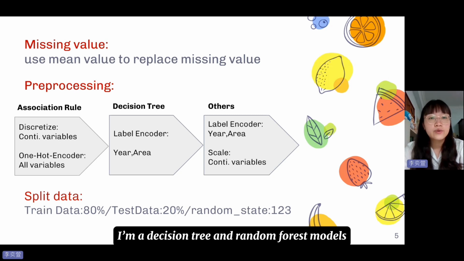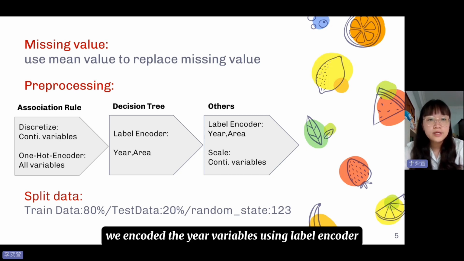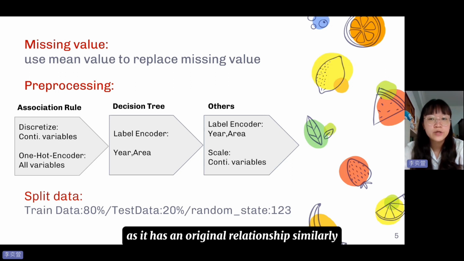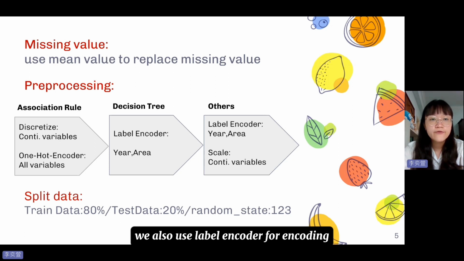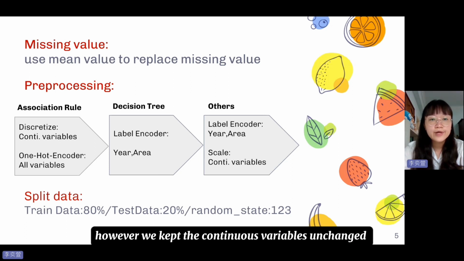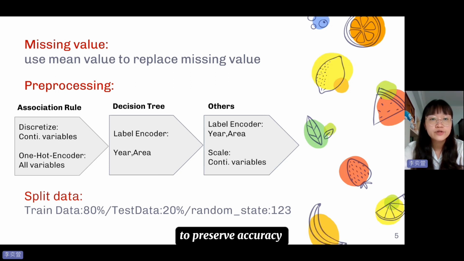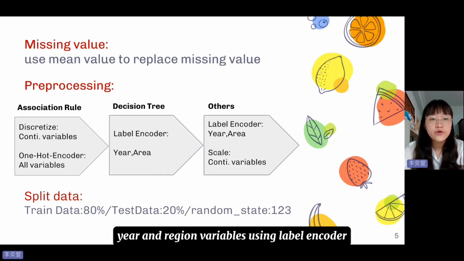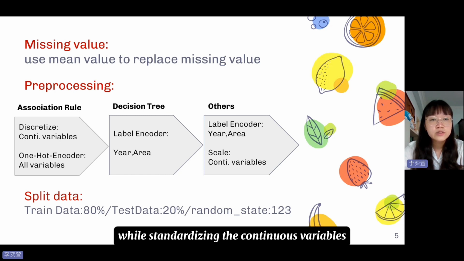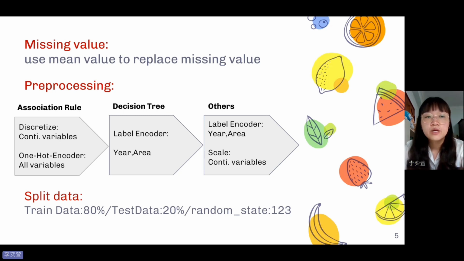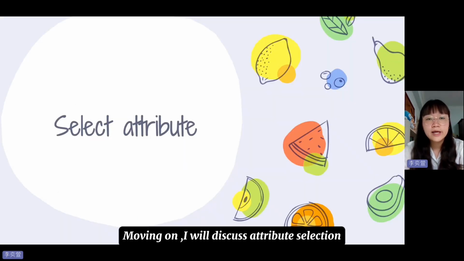In the decision tree and random forest models, we encoded the year variable using label encoder as it has an original order relationship. Similarly, due to the large number of types in the area variable, we also used label encoder. However, we kept the continuous variables unchanged to preserve accuracy. In other machine learning methods, we encoded the year and region variables using label encoder, while standardizing the continuous variables to ensure consistent scales. Moving on, I will discuss attribute selection.